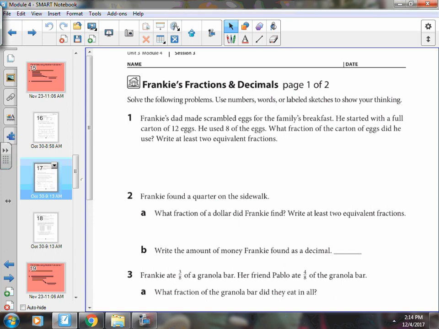Number 1, Frankie's dad made scrambled eggs for the family's breakfast. He started with a full carton of 12 eggs. He used 8 of the eggs. What fraction of the carton did he use? So he used 8 out of 12. And that's one fraction that you could write.